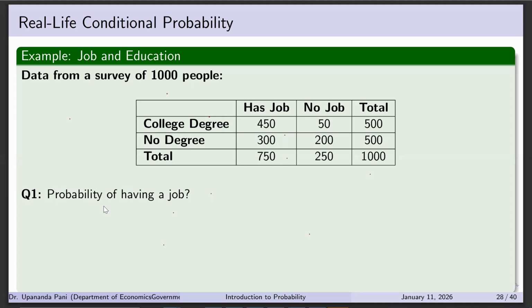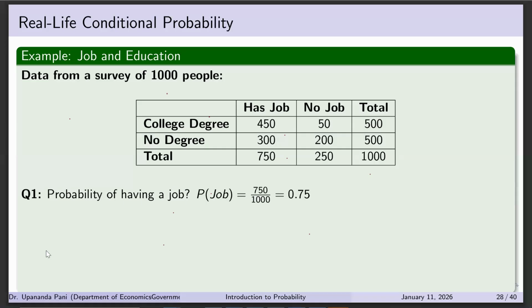Madhusudha, are you solving? Sir, actually, I am confused. Why are you confused? Sir, the probability of having a job is 750 divided by 500. So what is the condition here? Okay, you are not able to understand the condition. From the data, you have to understand the condition.